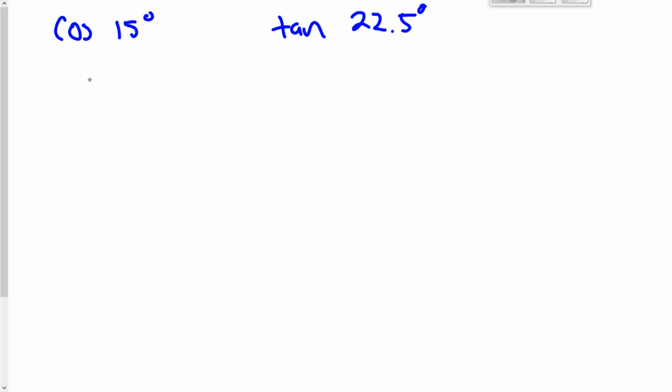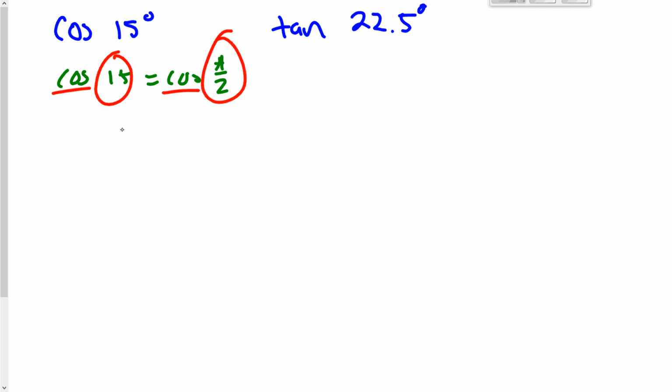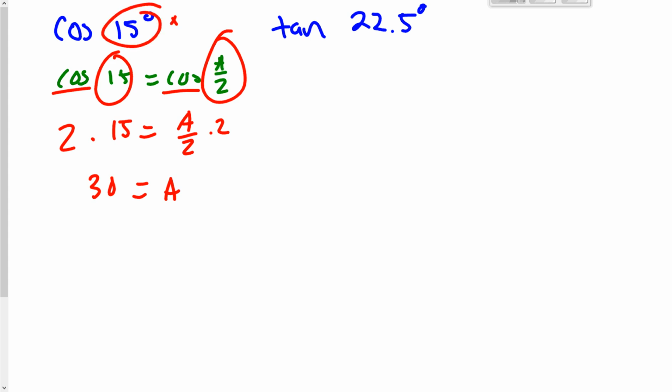So basically cosine of 15 equals cosine of A over 2. That's a half angle, right? So since the cosines are the same, these two have to be the same. So 15 equals A over 2. Multiply by 2 on both sides, and we get our A. Basically that's all you have to do: whatever they give you, multiplied by 2, will be your A. So A is 30. So cosine of 15 will equal plus or minus the square root of 1 plus cosine of our A, which is 30, all over 2.